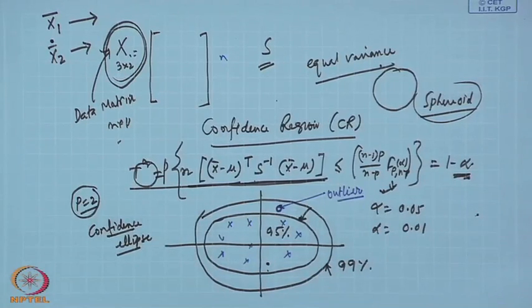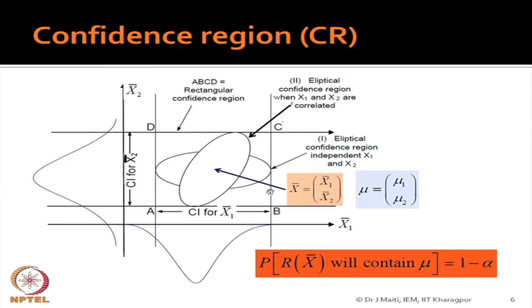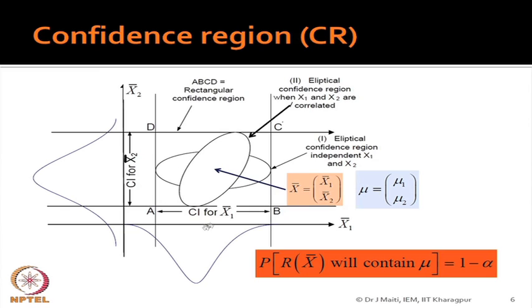Another important issue here is this figure, which is what we practice in quality control. There are two dimensions, x1 bar and x2 bar, and the individual confidence intervals collectively make one rectangular region A, B, C, D. Suppose one observation falls here. Based on the individual intervals it is within the confidence level, but collectively, if you see the collective confidence region, then this point is out of the confidence region.